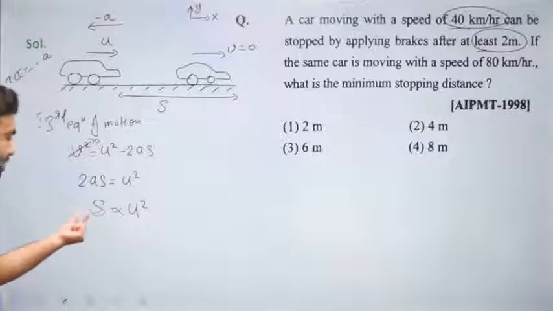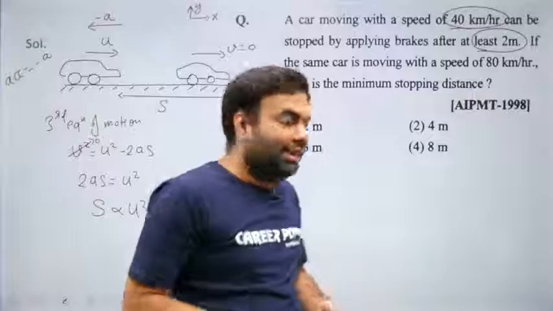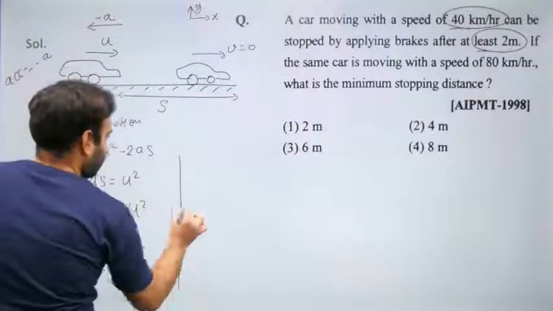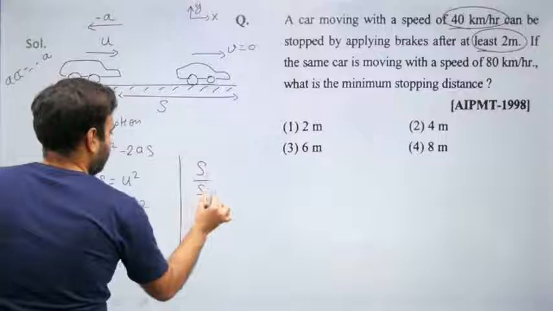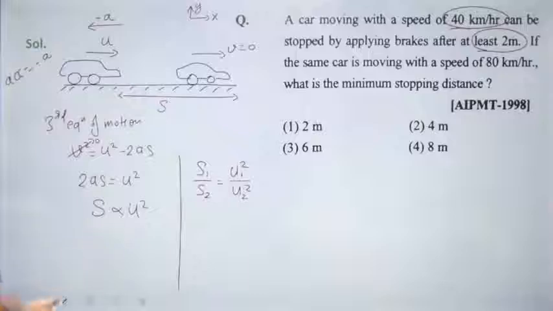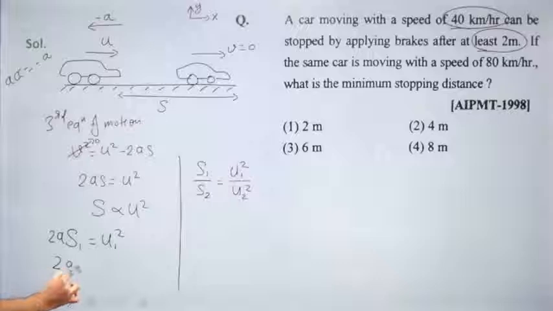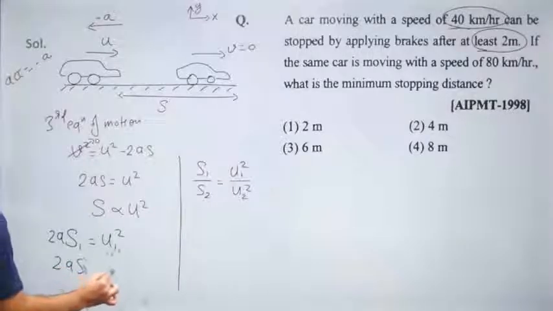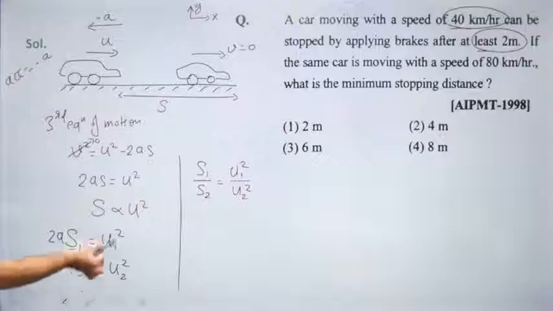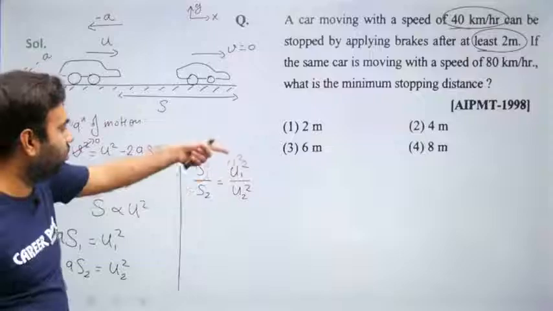So displacement, or we can say braking distance, is directly proportional to u square. That means S1 by S2 is equal to U1 square by U2 square. Because if displacement is proportional to u square, that means braking distance in first situation into 2A is equal to U1 square, and 2A into braking distance in second situation is equal to U2 square. If you divide these equations, you will get S1 by S2 is equal to U1 square by U2 square.